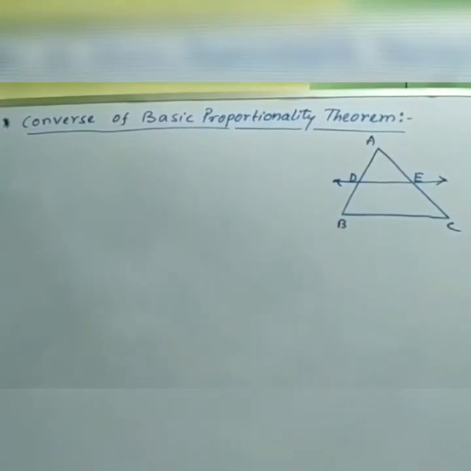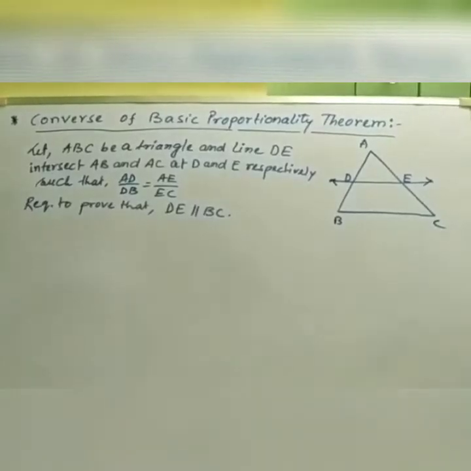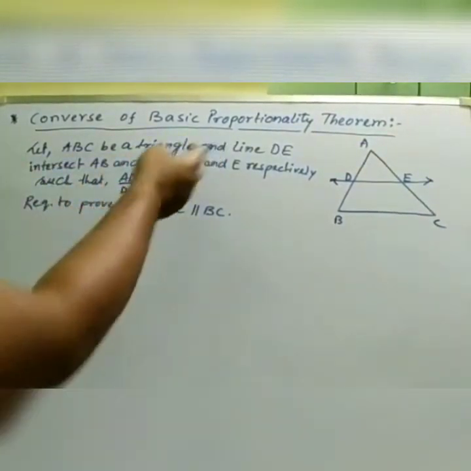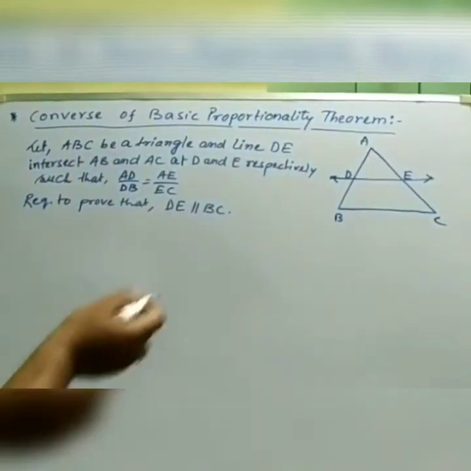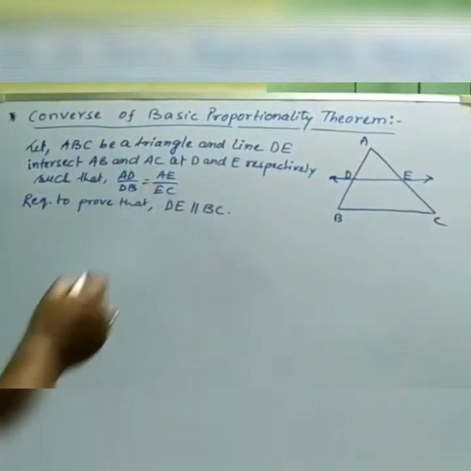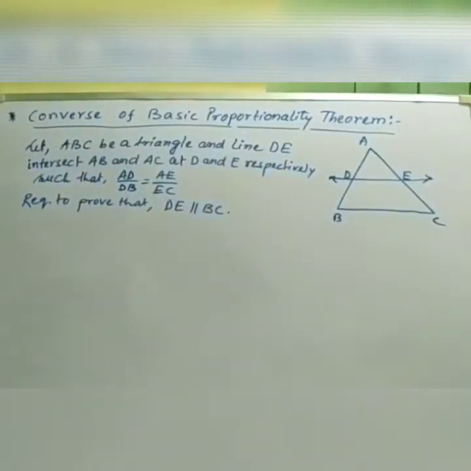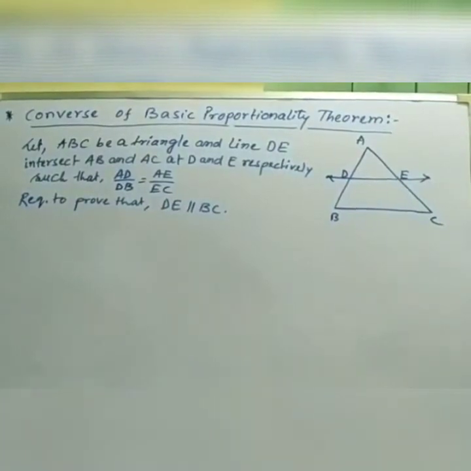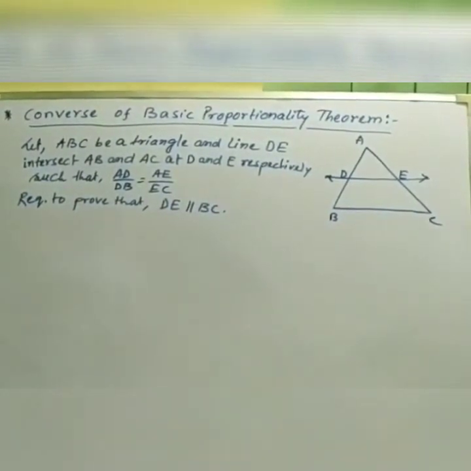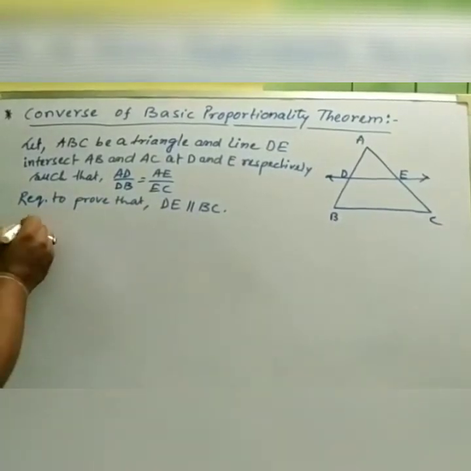So we need to write that as given. The given conditions we have written: ABC is a triangle and line DE intersects AB and AC at D and E, and for that AD by DB equals AE by EC. These are the given. So you need to prove that the line DE is parallel to the third side BC. So this is the given and the required to prove. Now we'll go for the proof. So let's start the proof.